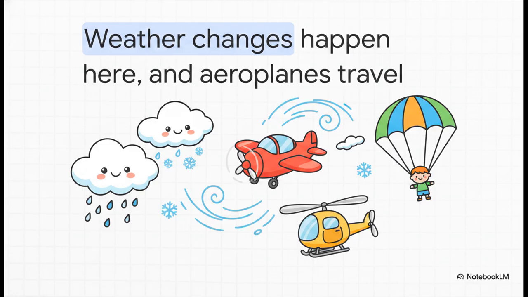Because it's so incredibly dense, the troposphere holds almost all of the atmosphere's water vapor and dust. And that means this is where our weather lives. Every storm, every snowfall, and every gust of wind you've ever felt happens right here. It's also our main aviation highway for helicopters and commercial airplanes.